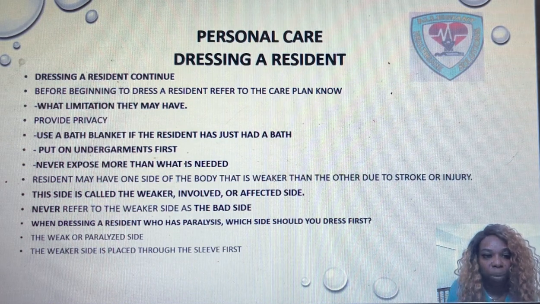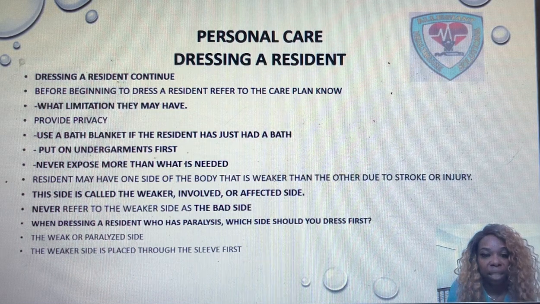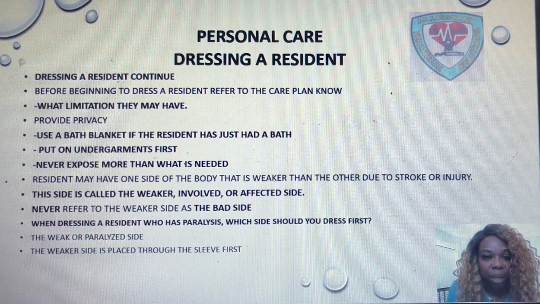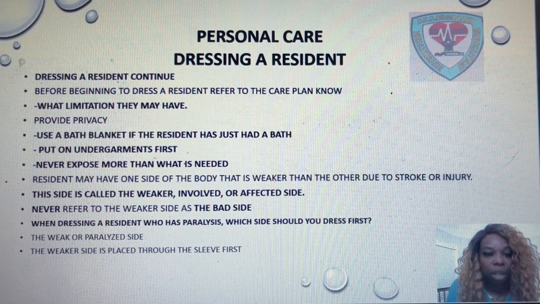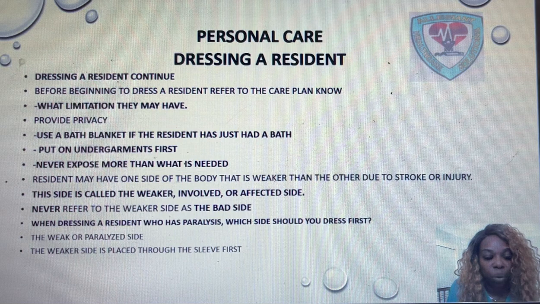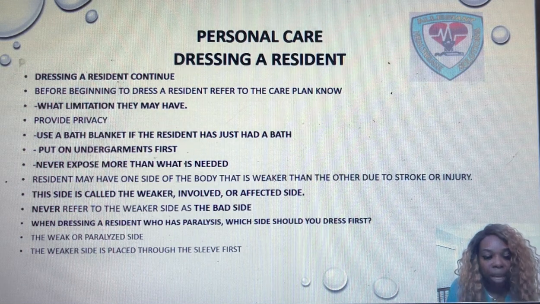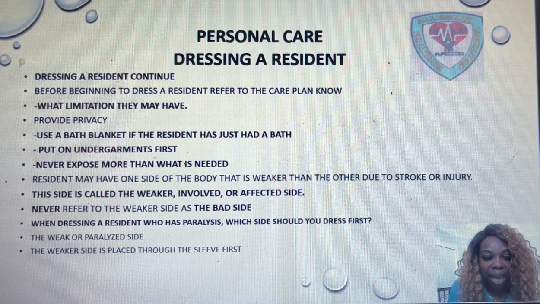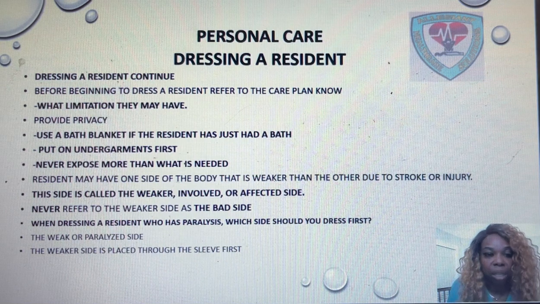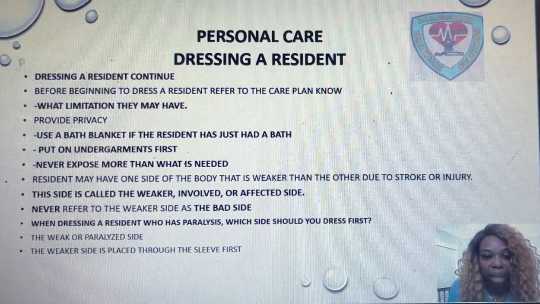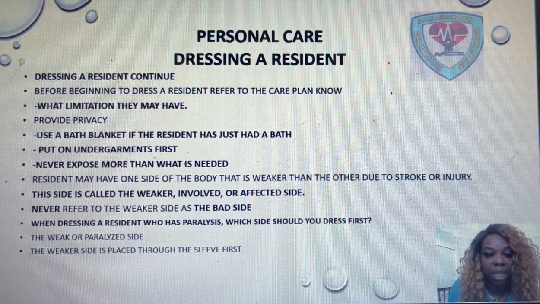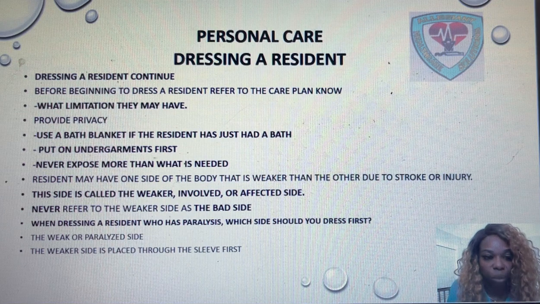You want to make sure that you are providing privacy, and if you've just finished bathing the patient, using a bath blanket will assist with the privacy that the resident will need while you're dressing them. You want to put the undergarments on first, and you never want to expose more than what is needed when you are dressing a resident. Remember that the resident may have one-sided weakness due to a stroke or injury. So this side is called the weaker side, or the involved side, or the affected side. You never want to refer to the weak side as the bad side when you are communicating with the resident.